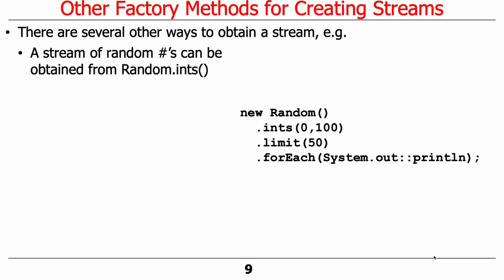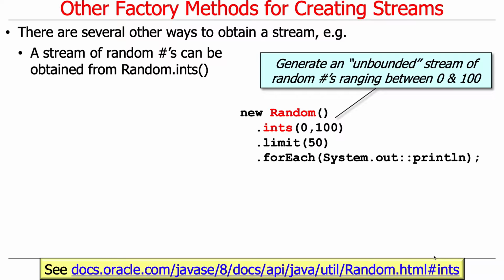Here's another interesting feature, and I use this a lot when I do testing. You can create a stream of random numbers, either ints or longs. So there's a random number class called Random, and there's a method called ints on the Random class, and you give it the range of the random numbers you want. So generate me an infinite, unbounded stream of random numbers between 0 and 100.